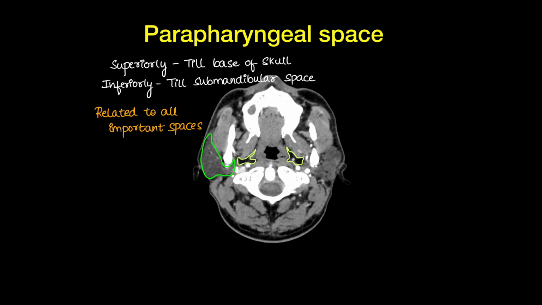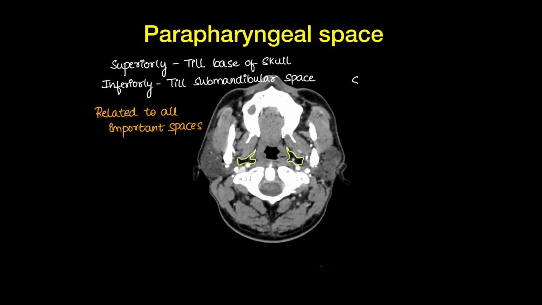Laterally we have the parotid space having the parotid gland. Posteriorly, in red, it's the carotid space. Anterolaterally we have the masticator space. Anteromedially we have the pharyngeal mucosal space, and medially we have the retropharyngeal space. So it's related to almost all important spaces of the neck.